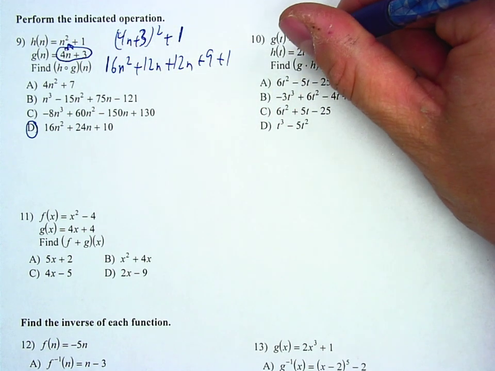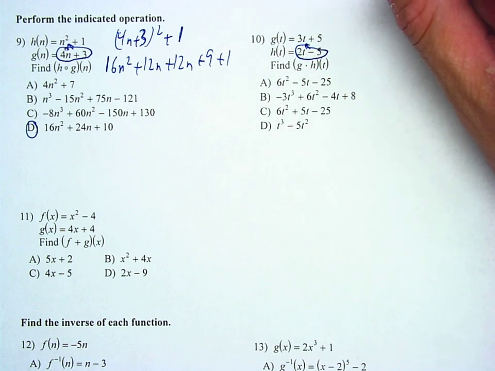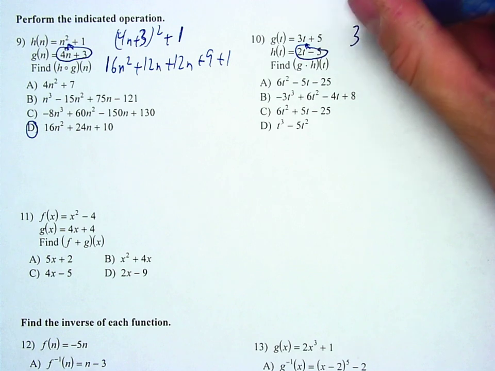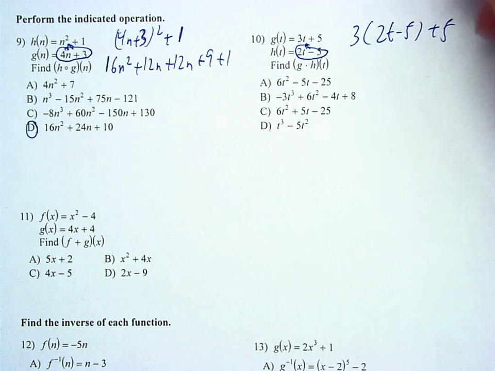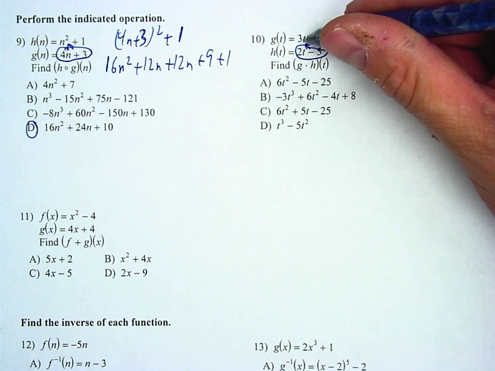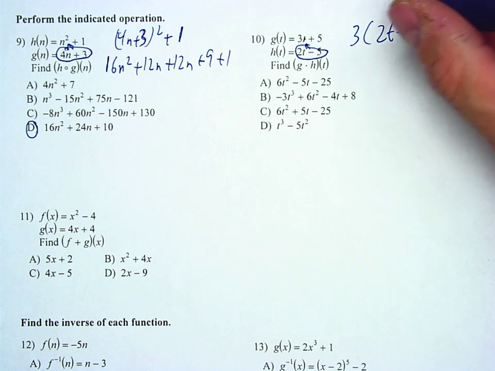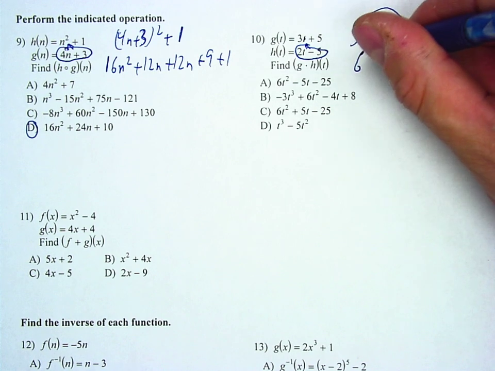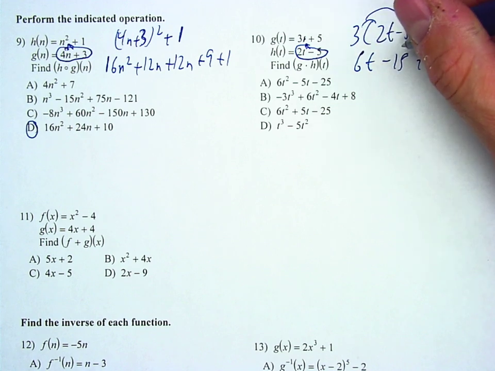All right, here, h of t is going to go in for t on g of t. So I'm going to have 3 times the quantity 2t minus 5, plus 5. What's happening again is we're replacing t with the other function. In this case, we're replacing t with what h of t is equal to. Replacement, substitution. Distribute: 6t minus 15 plus 5 is 6t minus 10.